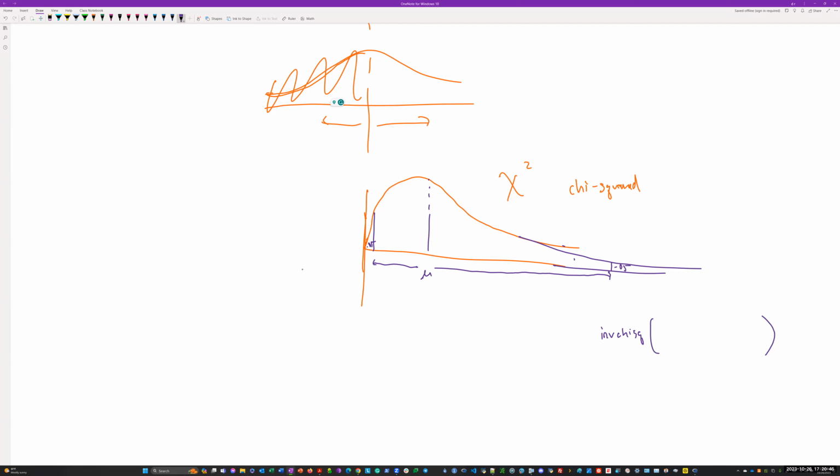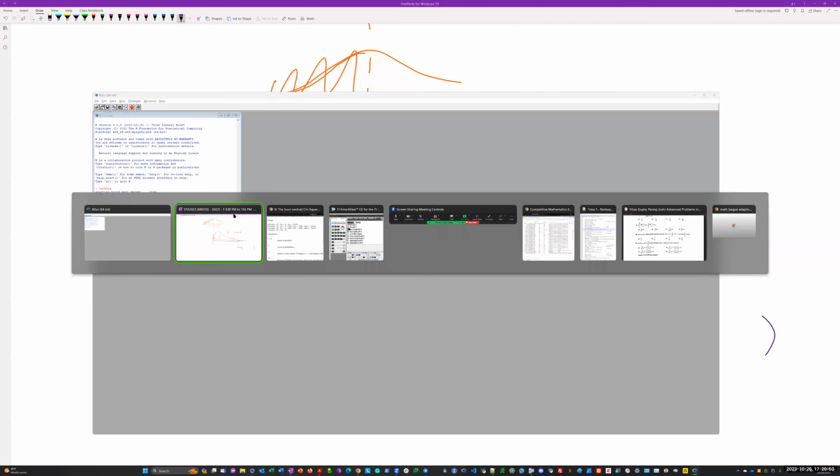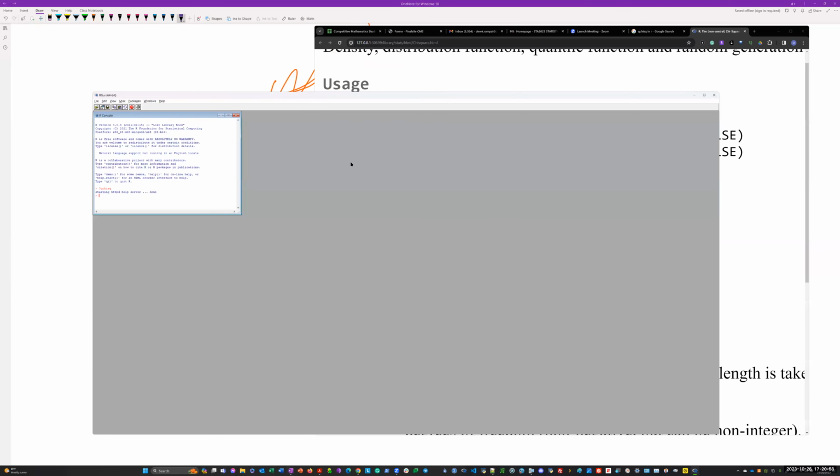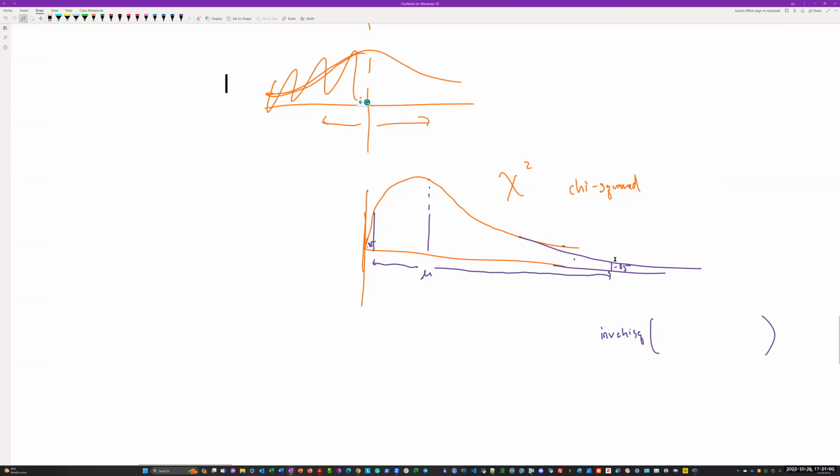Then what do you have to type in here? Guess what this P means? Area to the left. Does that make sense? So what area would you have to type in to figure it out for this position right here? No. What's the area to the left of this? 0.95. Does that make sense?